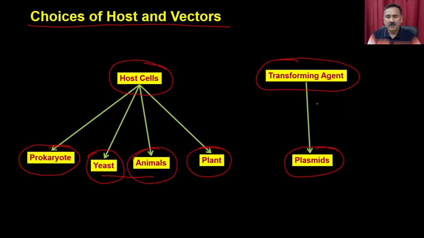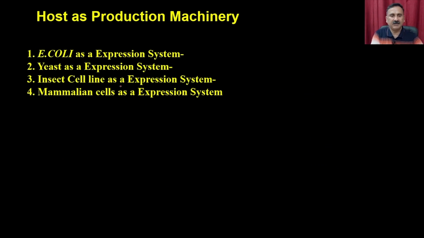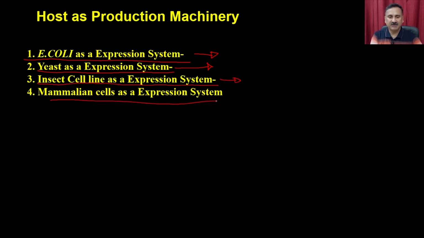So what we are going to discuss is the prokaryotic expression system, the yeast expression system, and then the animal expression system. So these are the things we are going to discuss: E. coli as an expression system, which is the prokaryotic system, yeast as an expression system, which is a part of the eukaryotic system, and then we are also going to discuss the insect cell line as an expression system, and the mammalian expression system.